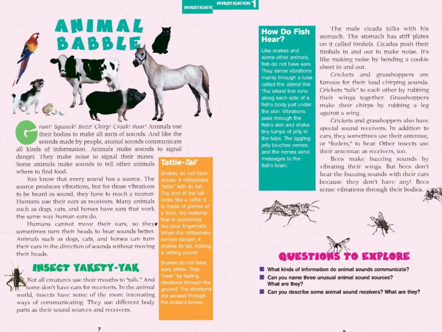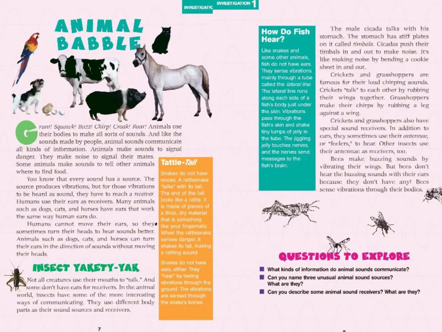How do fish hear? Like snakes and some other animals, fish do not have ears. They sense vibrations mainly through a tube called the lateral line. The lateral line runs along each side of the fish's body just under the skin. Vibrations pass through the fish's skin and shake tiny lumps of jelly in the tube. The jiggling jelly touches nerves, and the nerves send messages to the brain.